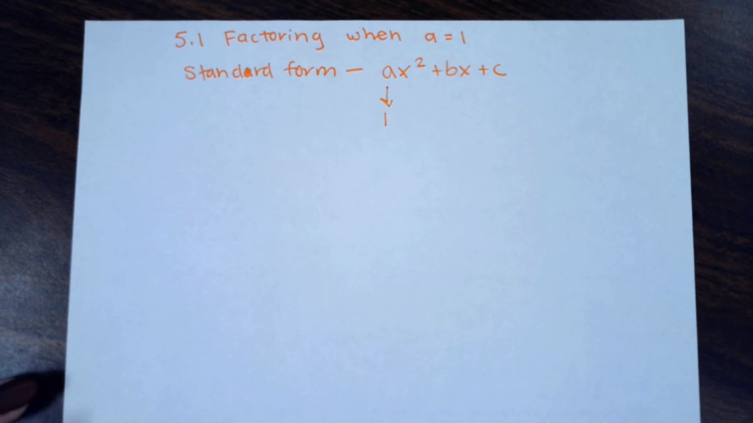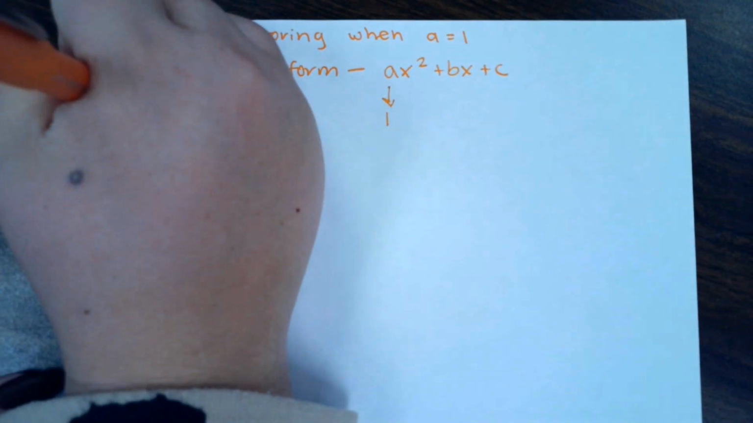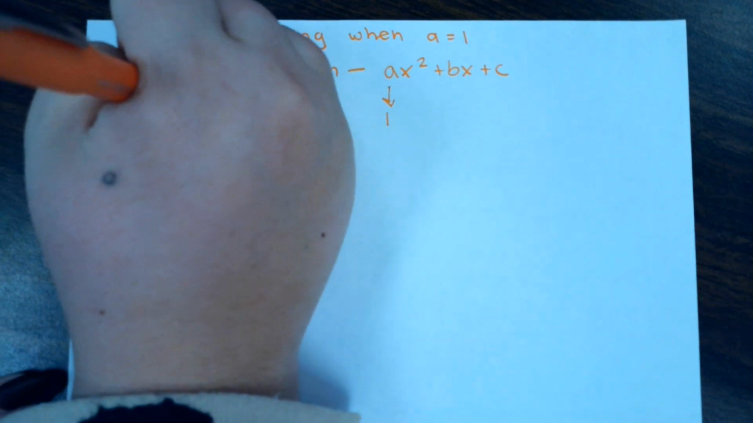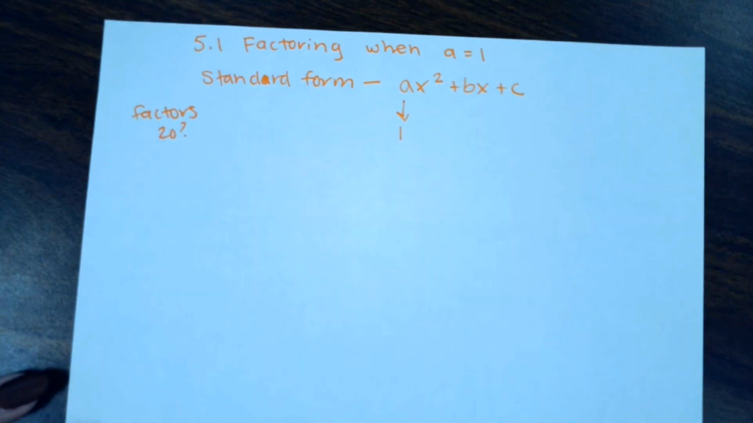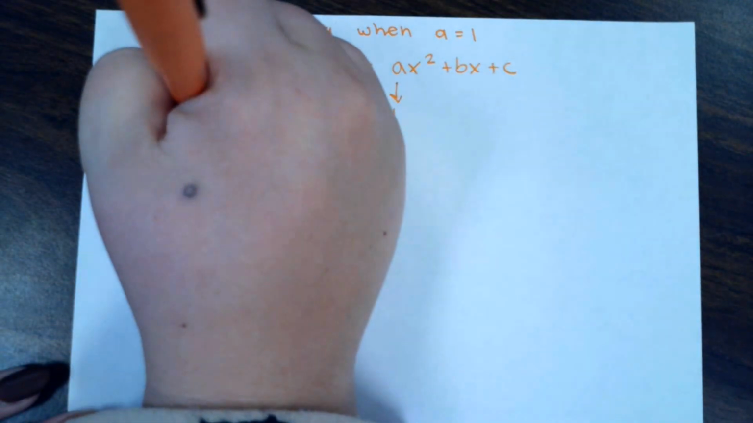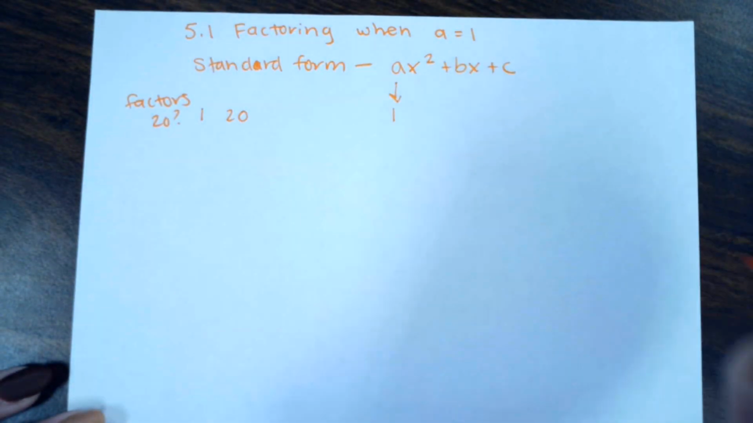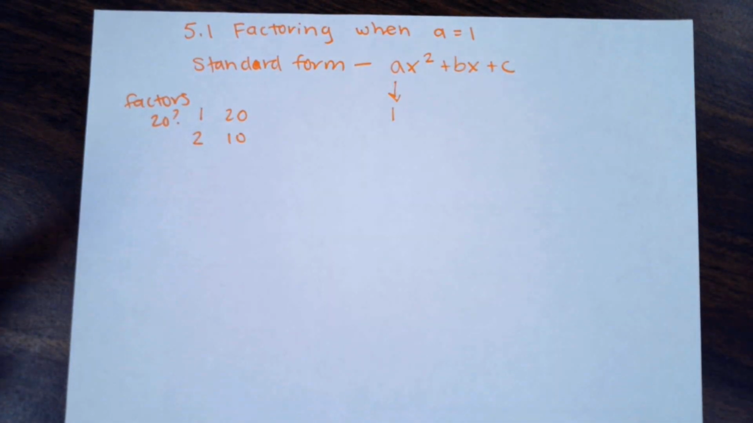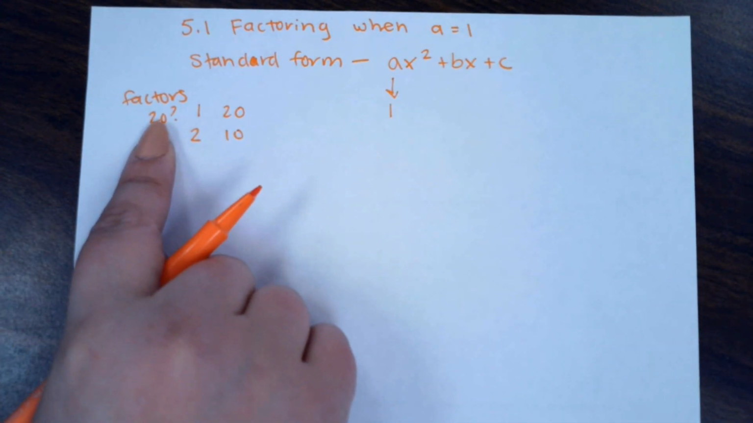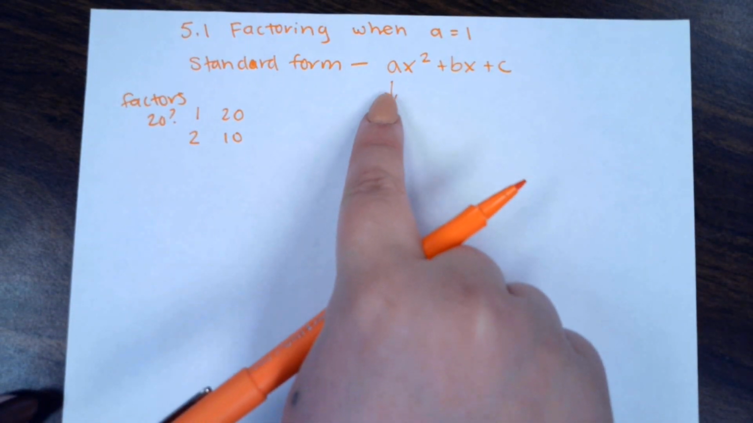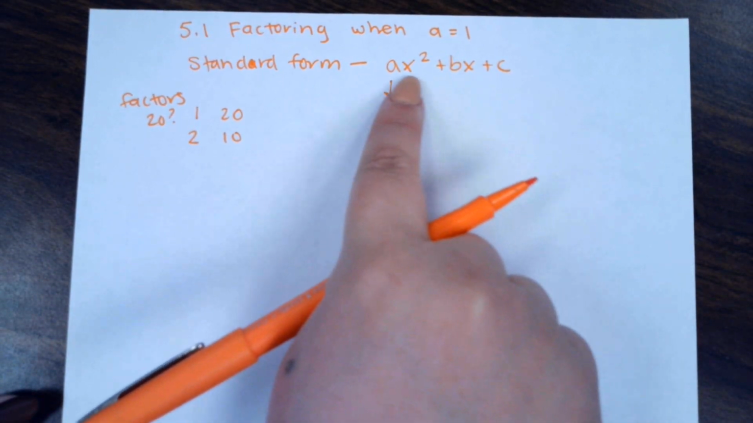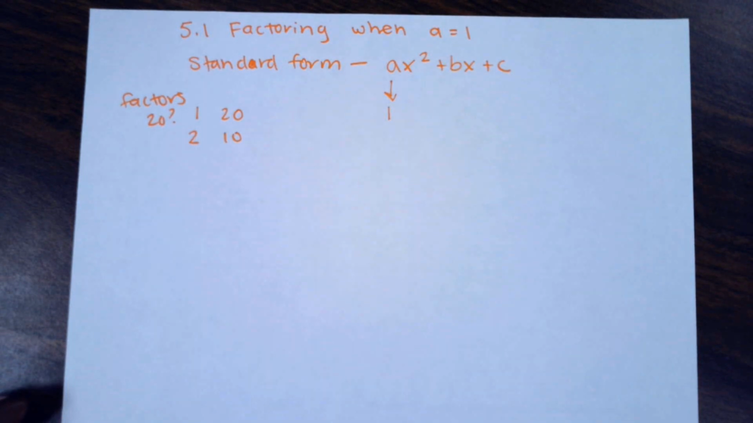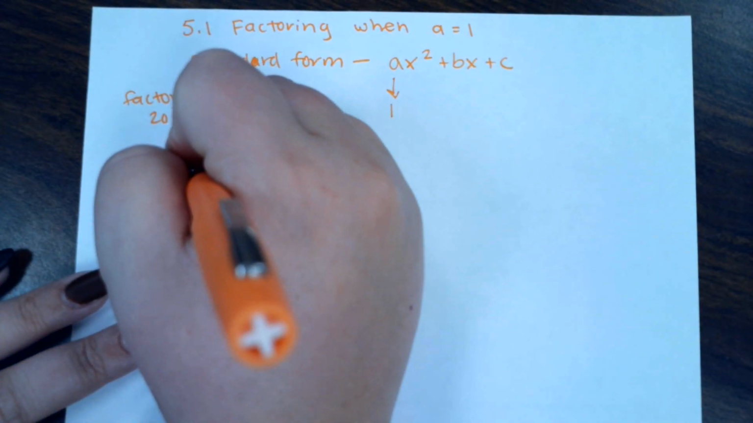First, what does it really mean to factor? Like if I asked you the factors of 20, what would you tell me? You'd tell me 1 and 20, 2 and 10, right? They're numbers that multiply to give you 20. Well, we can find two binomials that will multiply together to give us whatever trinomial that we're given. So let's look at an example.